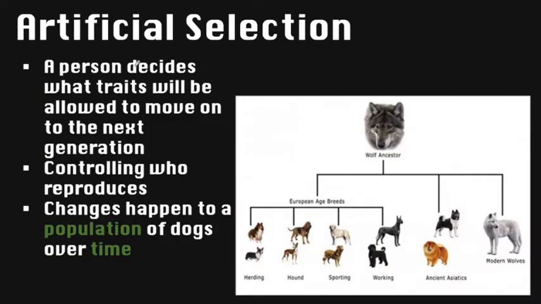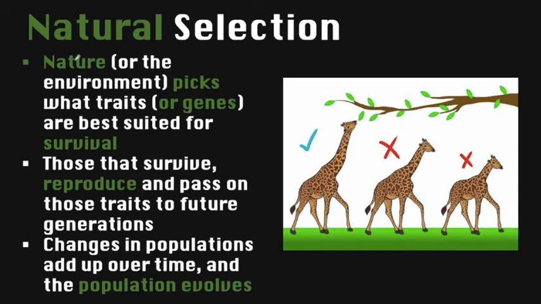So that's artificial selection. Natural selection is really the same thing, but instead of a person deciding what traits or genes get passed on to the next generation, nature or the environment is the thing that picks the traits. Now, I say here that natural selection is nature or the environment picks what traits or genes are best suited for survival, right? The reason I put genes is because your genes are ultimately what give you your traits. So natural selection can select for a trait, but at the same time, it's also selecting for and favoring a gene that gives you that trait.